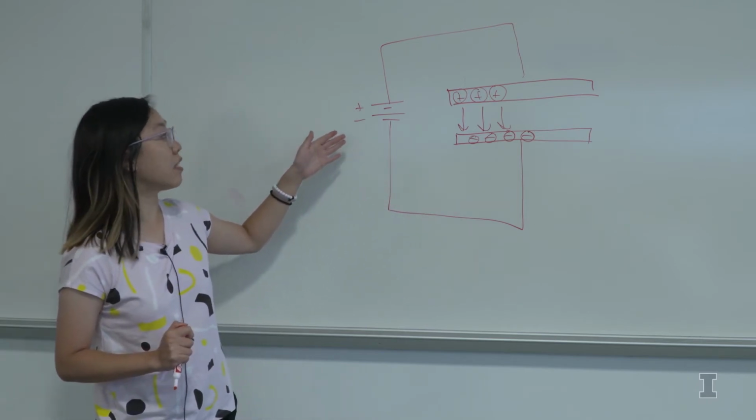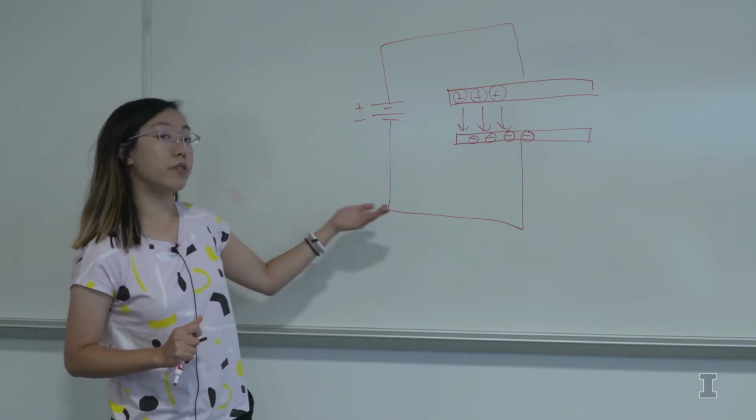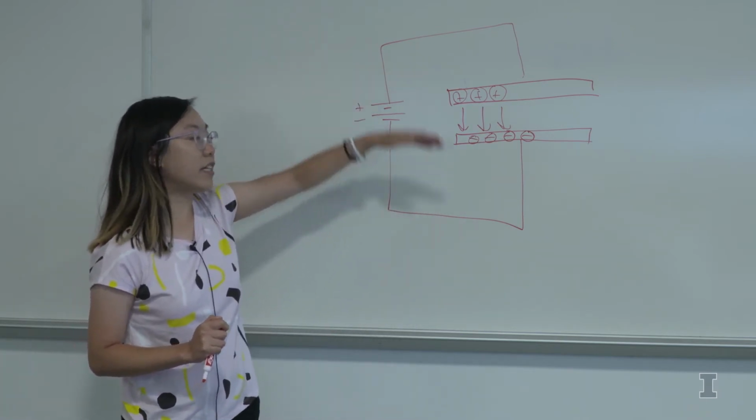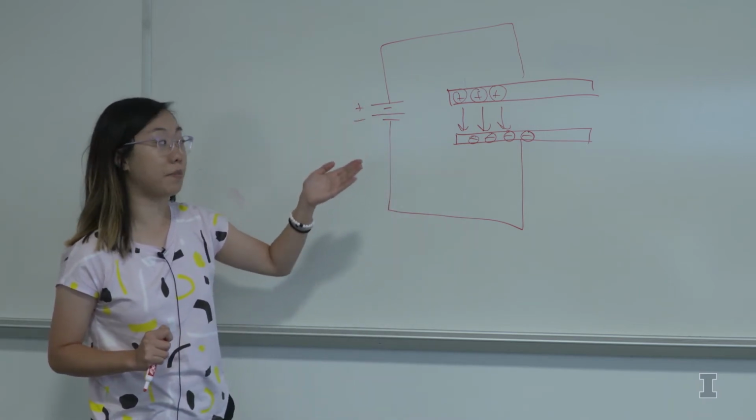Something to note is that when we have, say, a battery connected to these plates, it'll eventually reach an equilibrium. At some point there won't be any charges moving, because the plate will have all the charges spread out evenly and they'll all be happy.